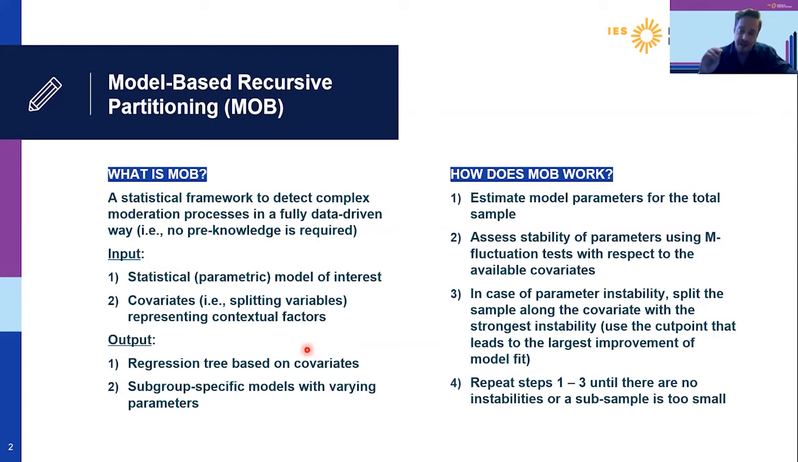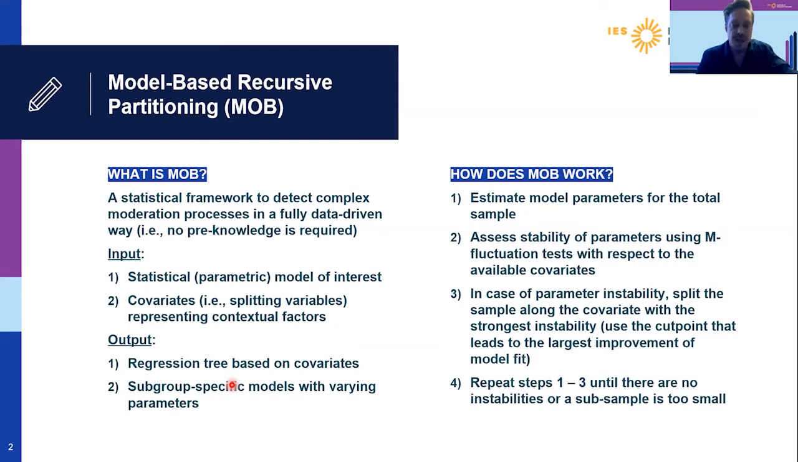At the end of each branch of those trees, we have subgroup-specific statistical models of interest, where those models are allowed to have varying parameter estimates, and they all share the feature that the parameters we're estimating in those subgroups are systematically different across the subgroups.